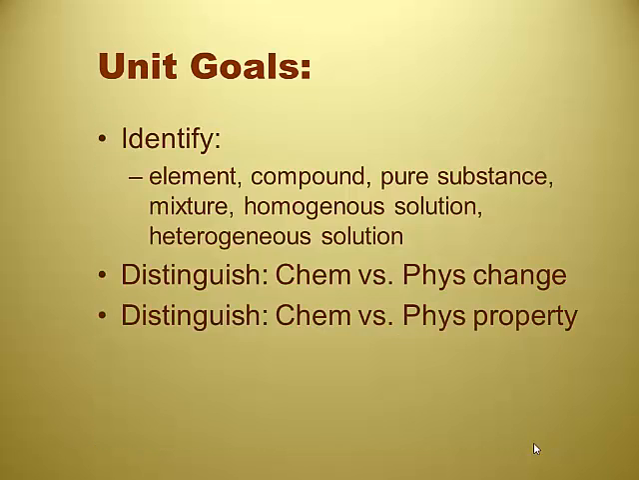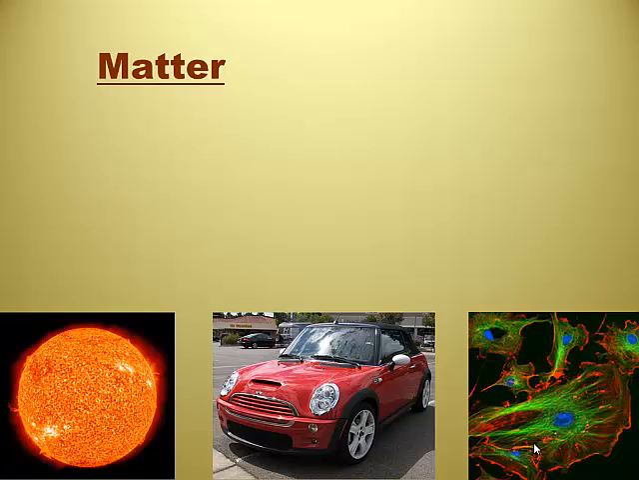All right. Unit goals. You are going to be able to identify elements, compounds, pure substances, mixtures, homogeneous solutions, heterogeneous solutions. If you can identify all those things, you're going to be able to distinguish between chemical and physical changes as well as chemical and physical properties.